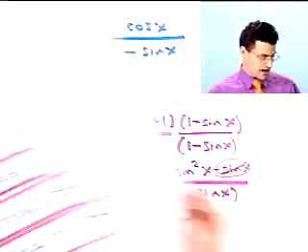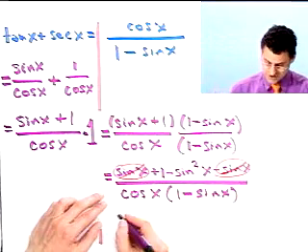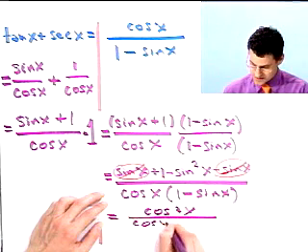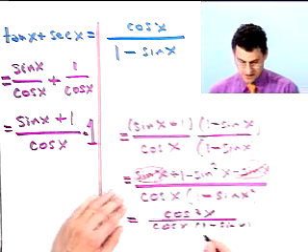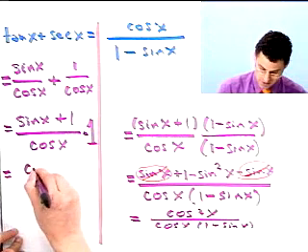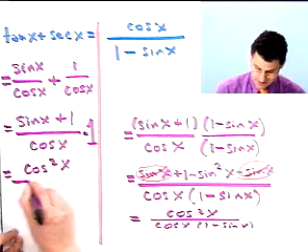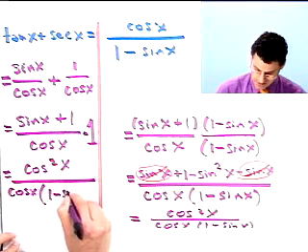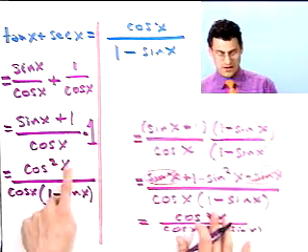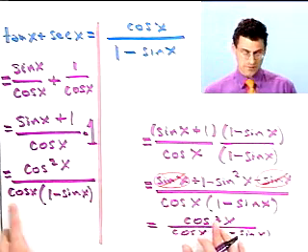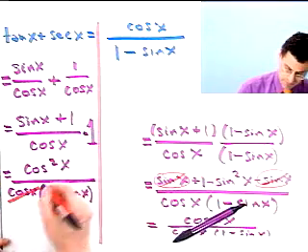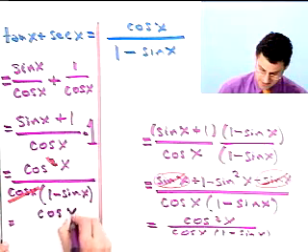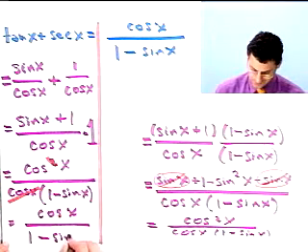So in fact, what's left over on top is just cosine squared x over that bottom: cosine x times 1 minus sine x. Let me write that in here so it's clear. What I'm left with here is cosine squared x divided by cosine x times (1 minus sine x). But notice I have 2 factors of cosine on the top, 1 factor on the bottom, so I can cancel this factor on the bottom with one of these factors on the top, and what am I left with? I'm left with cosine x divided by 1 minus sine x.